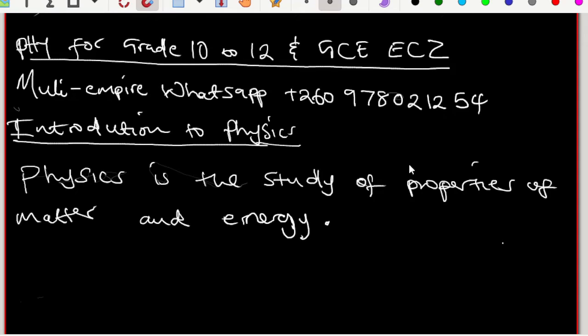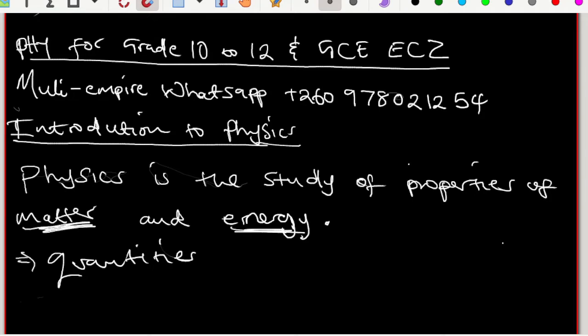So you need to understand that physics is just a study of what? Properties of matter. So you need to know what matter is. Anything which occupies space, that is matter. And also energy. This definition will make sense as we move on. So normally we are just focusing on what? Their quantities. That is our interest. Quantities of what? Of matter.